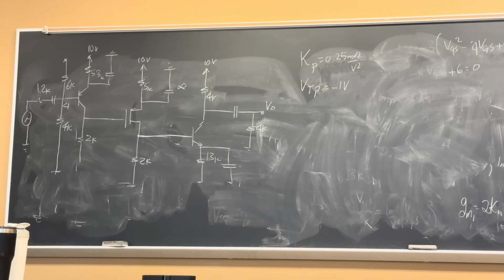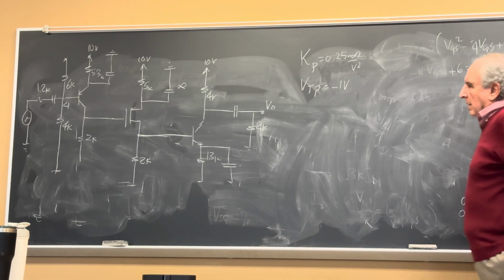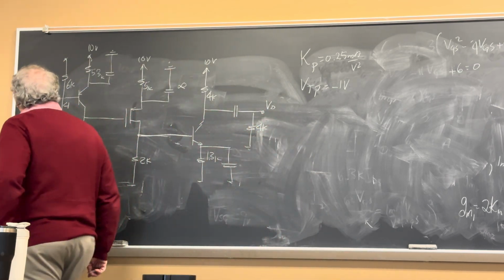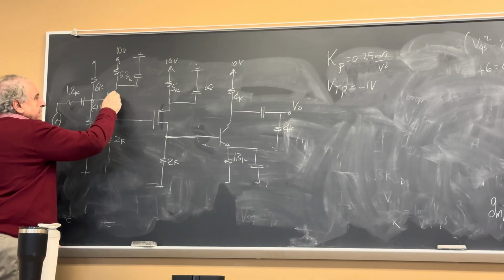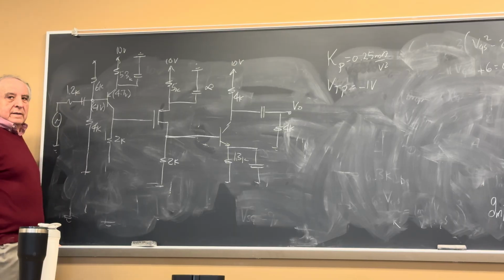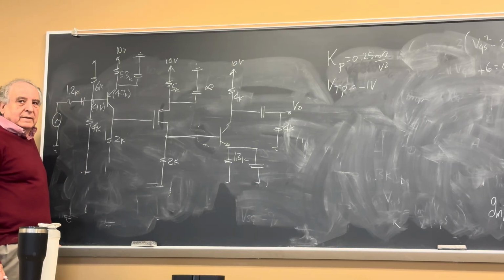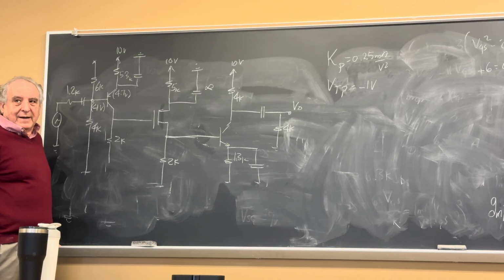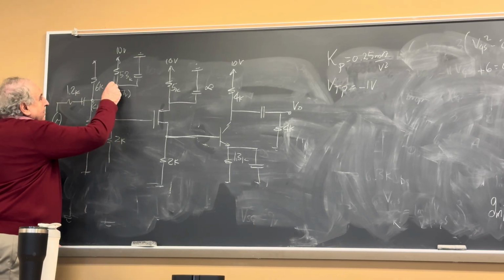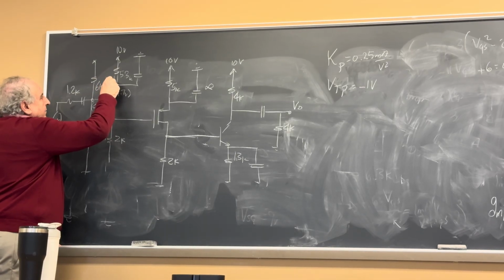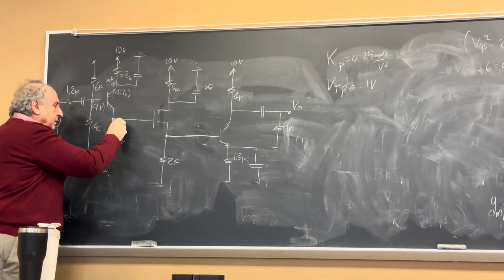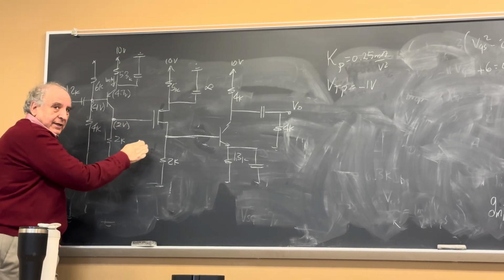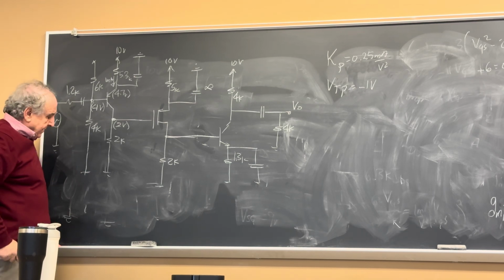Yeah, 5.3. All right. You told me this is 4 volt, right? This would be 4.7, right? What's the current on the one? 1 milliamp, right? If this is 1 milliamp, what's the voltage here? 2 volt.